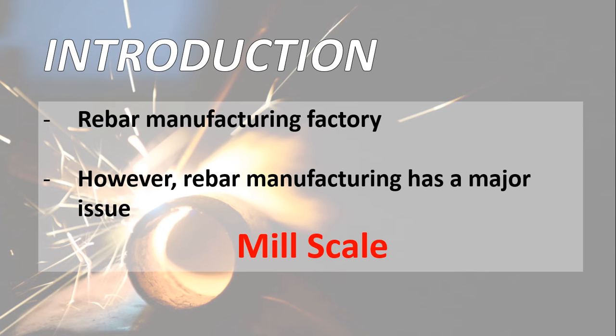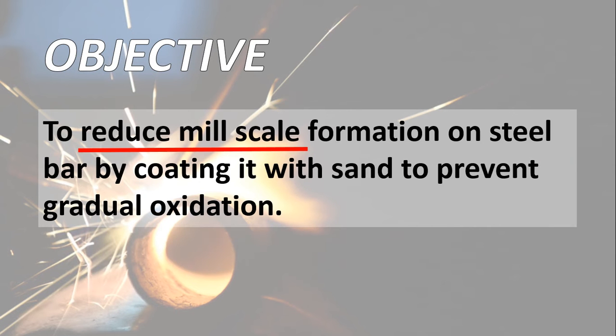However, these factories, which we call rebar manufacturing factories, are facing a major issue: the formation of mildew. So how does the mildew form? Mildew forms when the rebar undergoes the furnace and the roller. The formation of mildew decreases the profit that the factories should be earning. So this makes our objective clear and simple. We need to reduce the mildew formation on the rebar by coating it with sand and prevent the formation of oxidation.